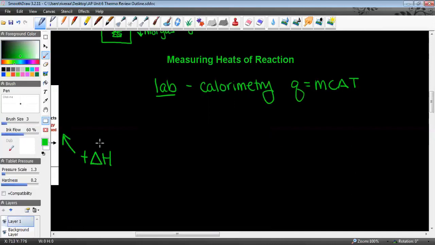When we express a delta H for a reaction, we want that to be a standard value per mole of that reaction.